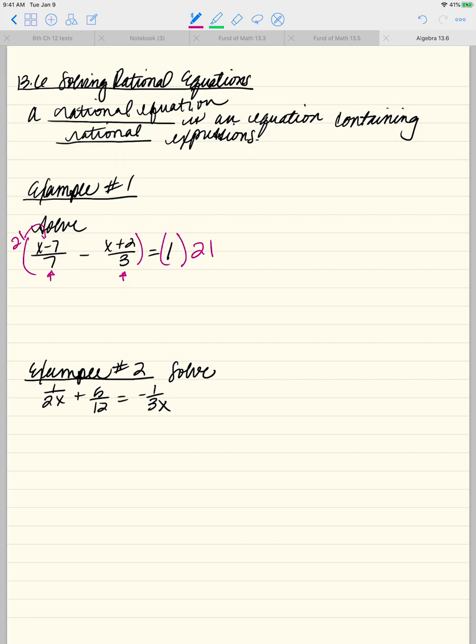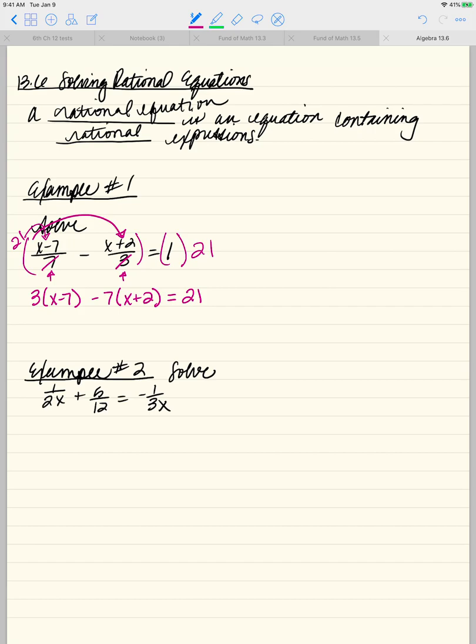So when we do 21 times (x minus 7) over 7, it's going to cancel out that 7 in the denominator. The 21 in the first expression is going to become 3, right? And we're going to end up with 3 times the numerator, x minus 7. Then we multiply the second rational expression by 21. That's going to cancel out the 3 in the denominator, leaving a 7 in the numerator, and that's going to be 7 times (x plus 2). And that's all equal to 1 times 21, which is 21. Remember, we multiply both sides by 21 so that we keep our equation balanced.